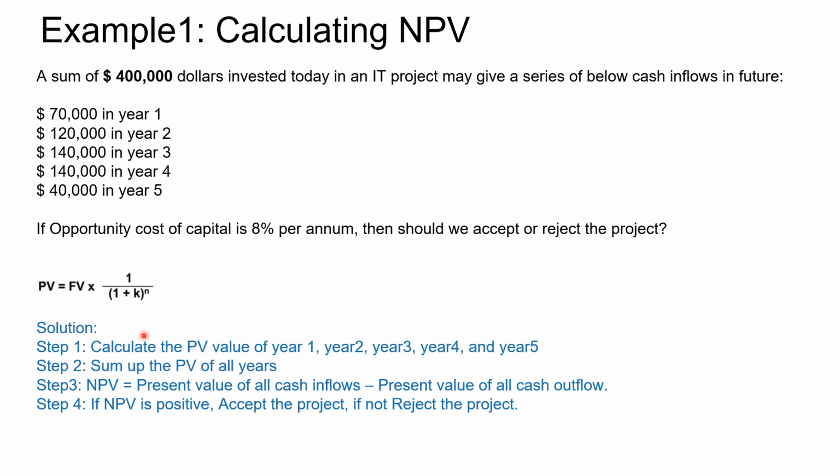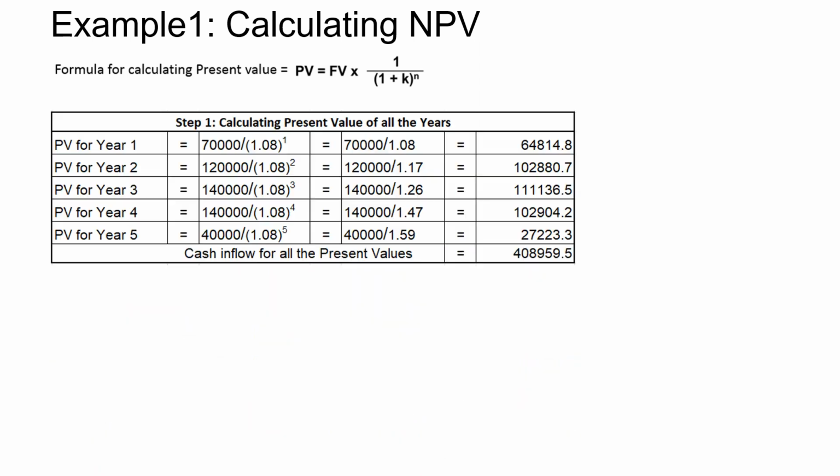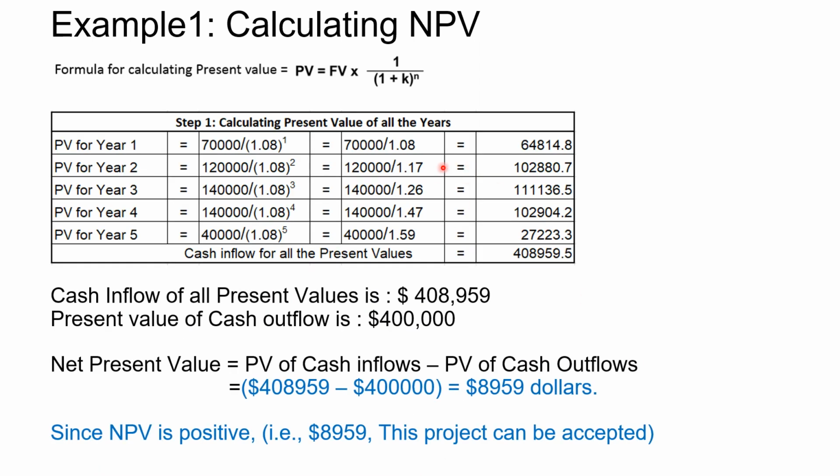These are the procedures. First we calculate the present value for each year and sum up all these years, and the net present value is cash inflow minus cash outflow. If the value comes out positive, we can accept the project. If it is negative, we can reject the project. In this sum we are getting a positive value.